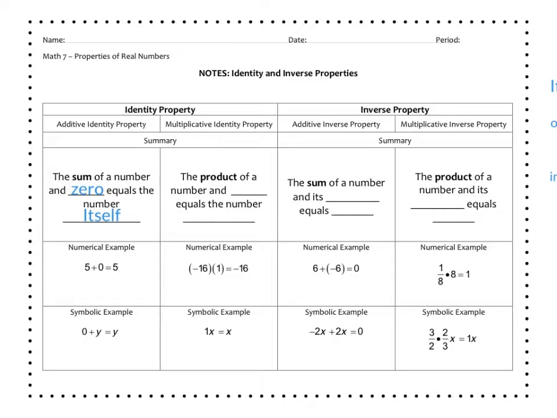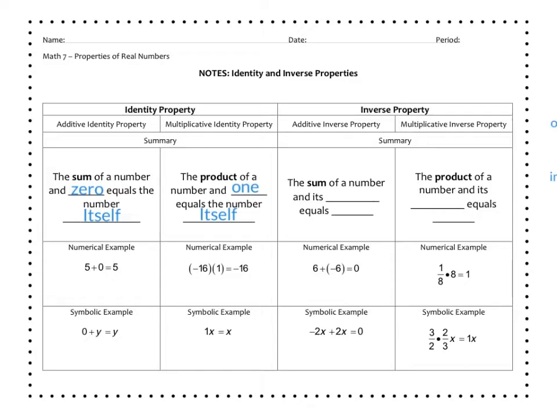Then the multiplicative identity property states the product of a number and 1 is itself. So anytime I multiply something times 1, I'm going to get that number. Our numerical example is negative 16 times 1, which gives us negative 16, and our symbolic example is 1 times x is x. So that sums up the identity property for us.